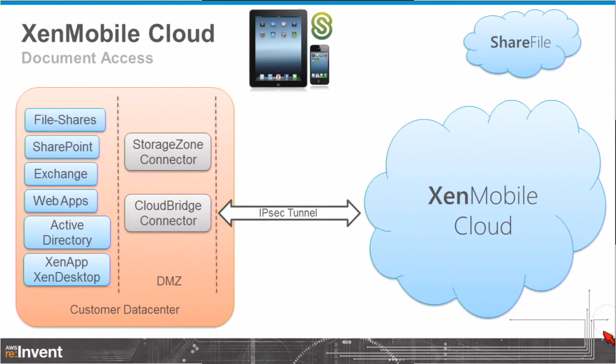And lastly, for document access, you use the ShareFile application, right? When used in conjunction with Zen Mobile Cloud, you get single sign-on to the ShareFile service so that you can access any of your documents saved in the cloud, as well as, using the storage zone connector, documents that have been saved in SharePoint or file shares on premise.